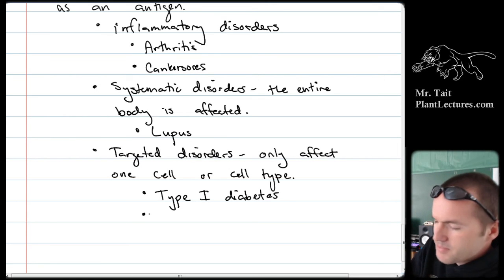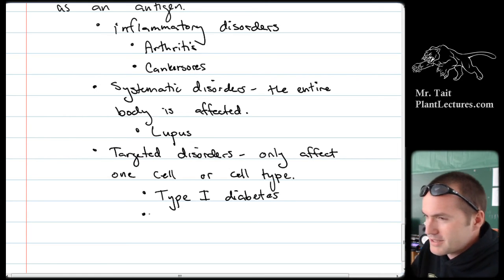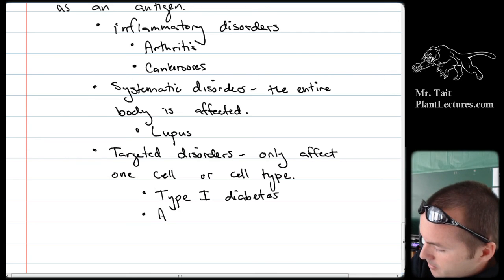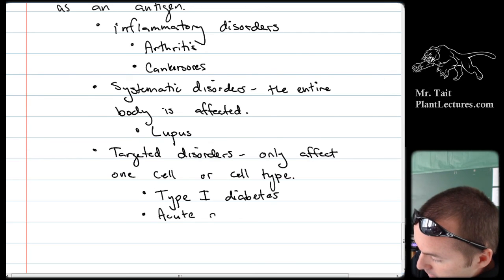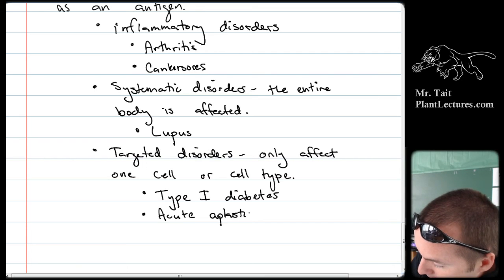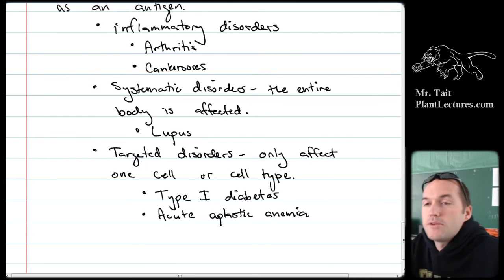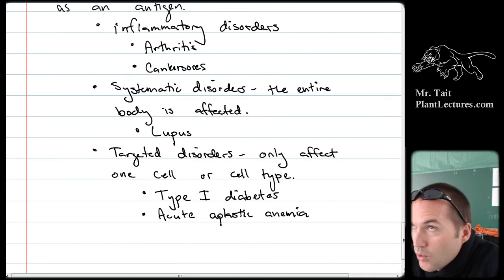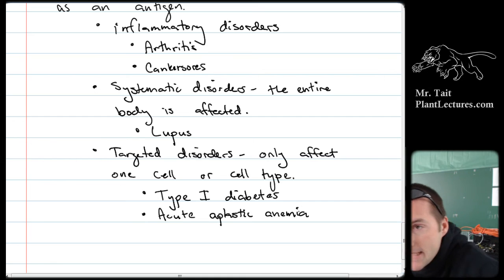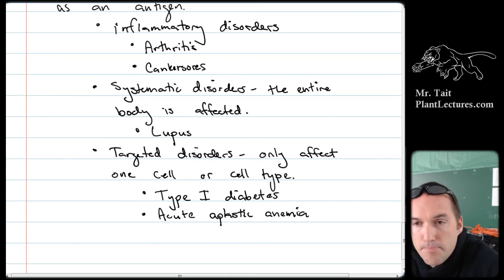And then there's another one that's much less common, but I want to talk about it because it's very interesting, called acute aplastic anemia. Okay, and acute aplastic anemia is an autoimmune disorder where your B cells or T cells start attacking your bone marrow.